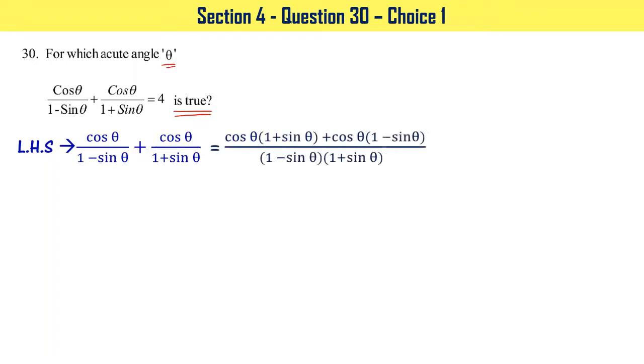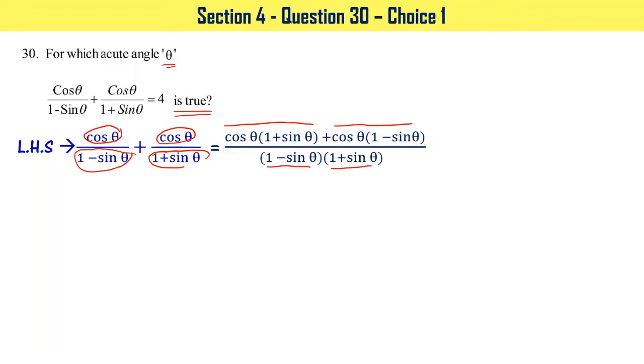When you simplify it, you can write it as the denominator is going to be the product of 1 minus sine theta and 1 plus sine theta, right? The numerator, this cos theta and this 1 plus sine theta you will be multiplying, plus this cos theta and 1 minus sine theta will be multiplied, such that you will have it as cos theta times 1 plus sine theta plus cos theta times 1 minus sine theta divided by 1 minus sine theta times 1 plus sine theta, right?